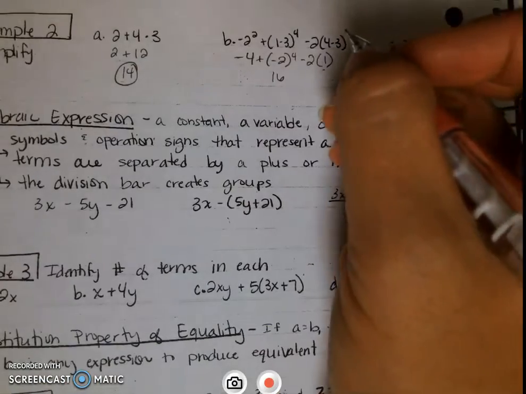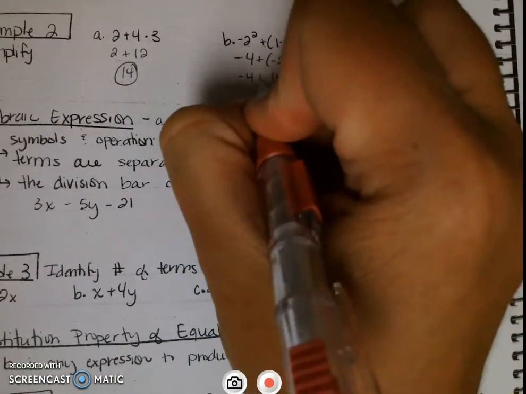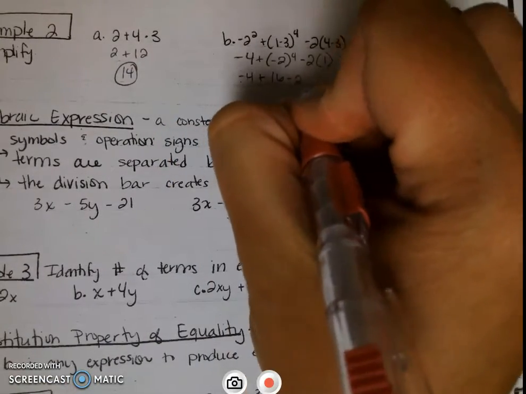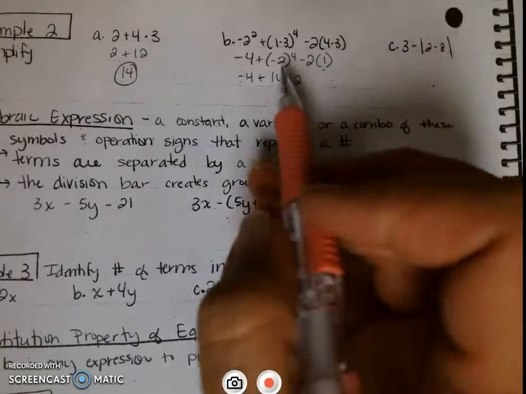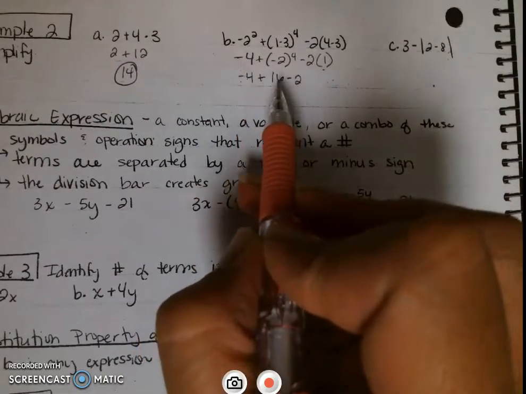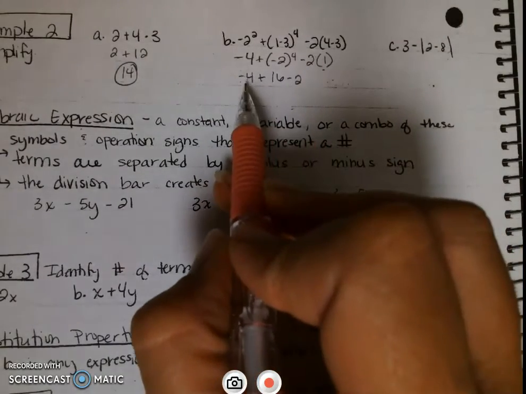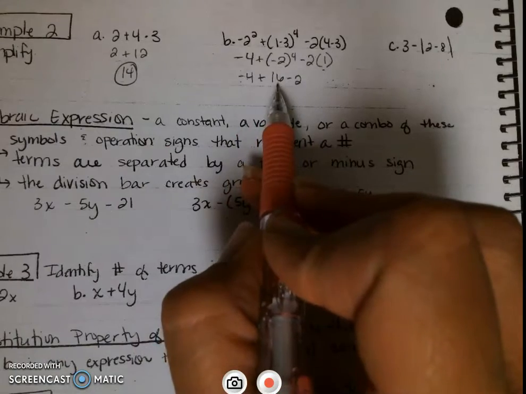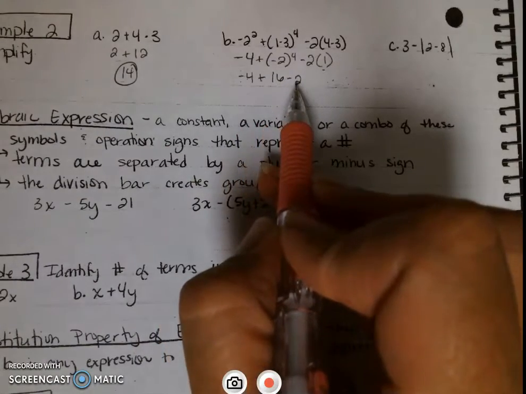All right, so we are at, I forgot to bring this down, negative 4 plus 16 minus 2 times 1 is 2. So then here we go, addition and subtraction from left to right. I'm going to say negative 4 plus 16 is 12. 12 minus 2 is 10.